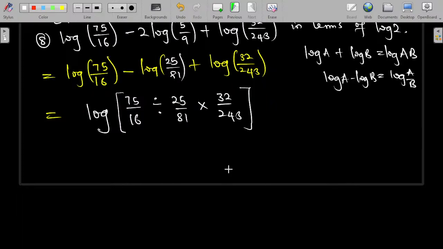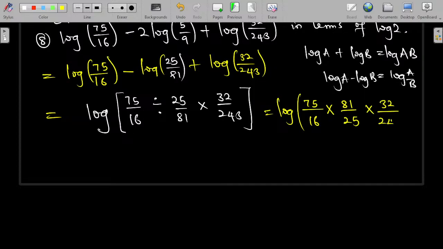So what's that going to give us? We'll now apply our basic knowledge of fractions, which says that I can change division into multiplication. So I will have 75 over 16. When the division changes to multiplication, something will happen to the next fraction, and that will give you 81 all over 25. It will invert, and then finally you multiply by 32 over 243.